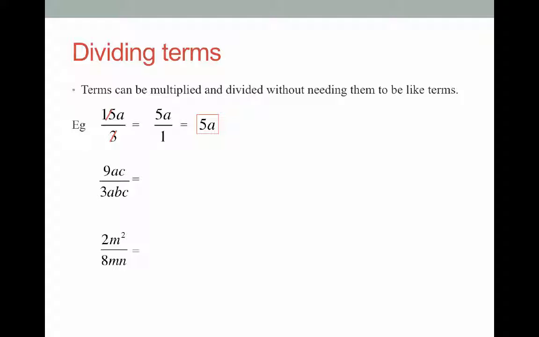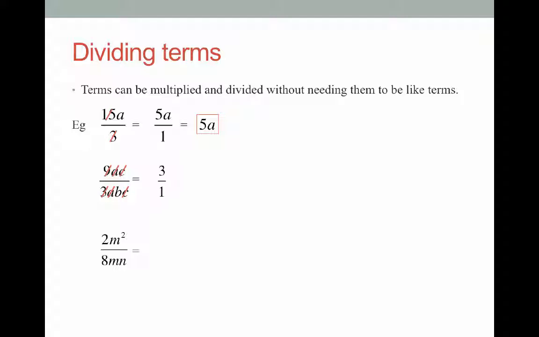Let's look at the second one, 9ac over 3abc. To start off with, I need to cancel that 9 and that 3. So I'm going to divide both the numerator and denominator by 3. Dividing the top by 3, I get 3. Dividing the denominator by 3, I get 1. Now I notice that I have some letters in the top and in the bottom that are exactly the same. I can cancel those off, which means that I can divide both the top and bottom by a, and it will go away. And I can divide the top and bottom by c, and it will also go away.